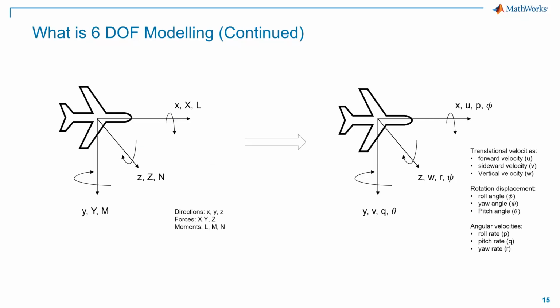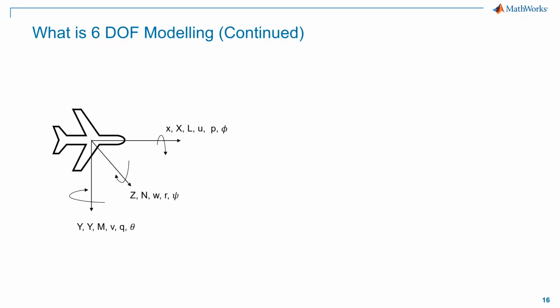It results in three translational velocities: forward velocity, sideward velocity, and vertical velocity. Those are mostly known as UVW. The moments result in rotational displacement and angular velocities, which are roll angle, pitch angle, yaw angle, and roll rate, pitch rate, yaw rate. So those are the motions, and we saw the forces, but how do we connect them? How are those forces and motions related to each other?